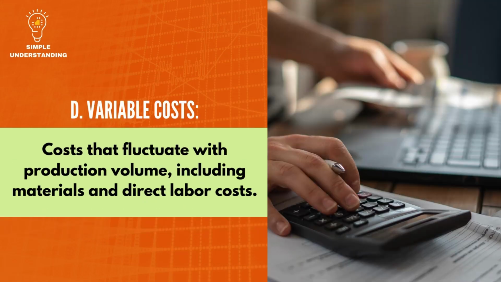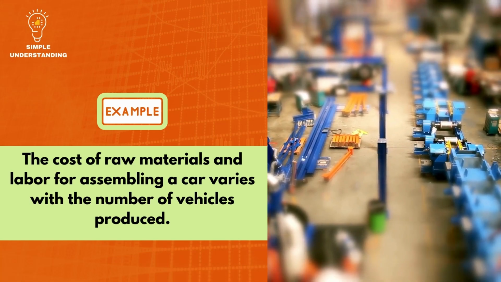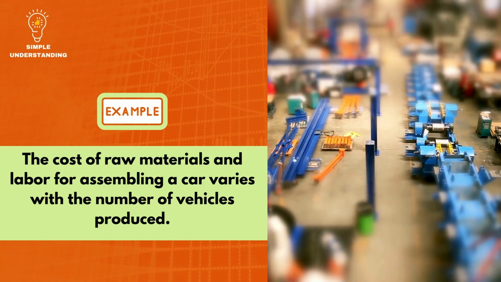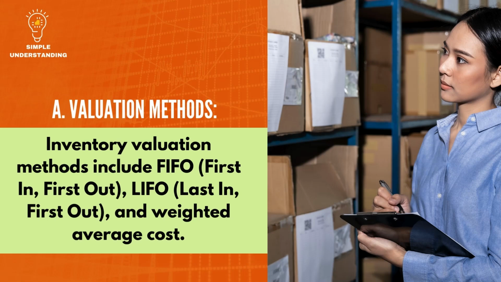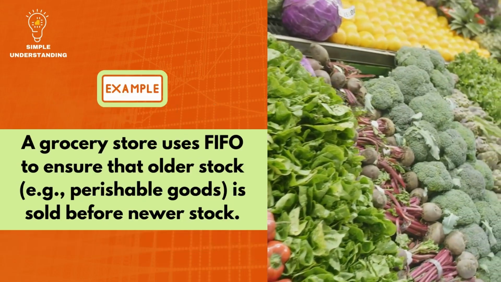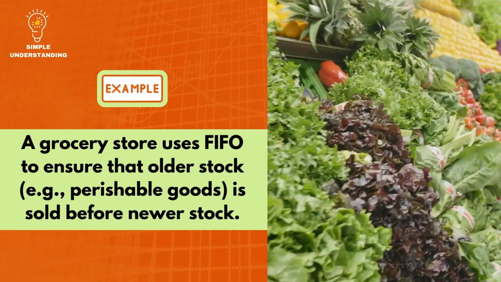D. Variable costs. Costs that fluctuate with production volume, including materials and direct labor costs. Example: the cost of raw materials and labor for assembling a car varies with the number of vehicles produced. Value of inventory. A. Valuation methods. Inventory valuation methods include FIFO, first in, first out, LIFO, last in, first out, and weighted average cost. Example: a grocery store uses FIFO to ensure that older stock, e.g., perishable goods, is sold before newer stock.